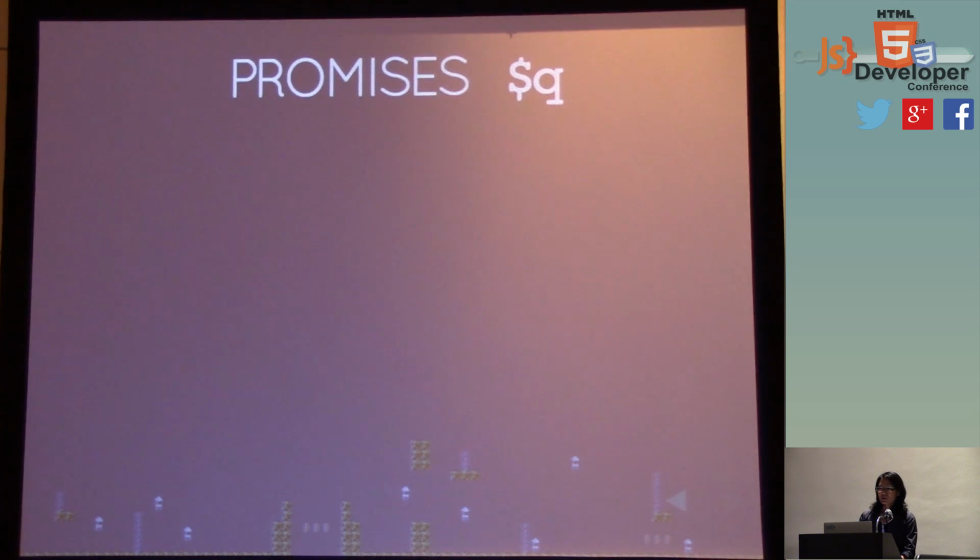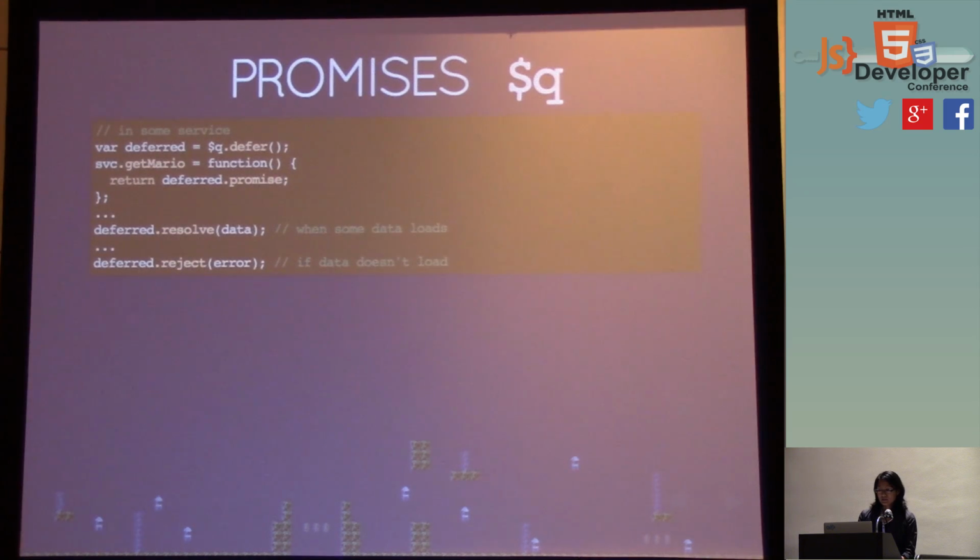So how many of you are familiar with the promise API in Angular? Great. So Angular has its own implementation of the promise API through the $q service. And let's rewrite what we had before, where we load some random data in a service, and then we need to use it in a controller.